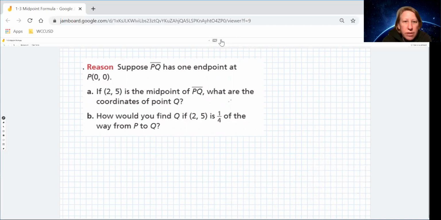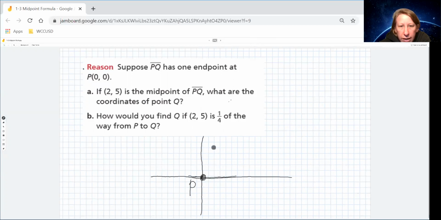Okay, so I'm going to sketch it. I like using graph paper. You could also, like I said, go to Desmos and do it. And here is 0, 0. There's point P, right at the origin. Origin's always a nice point. And now it says if 2, 5 is the midpoint. So 1, 2, 1, 2, 3, 4, 5. That's the middle. I'm going to name it M for midpoint. What are the coordinates of point Q?